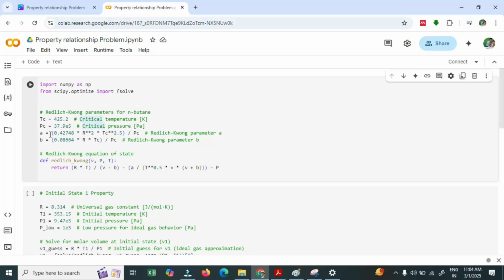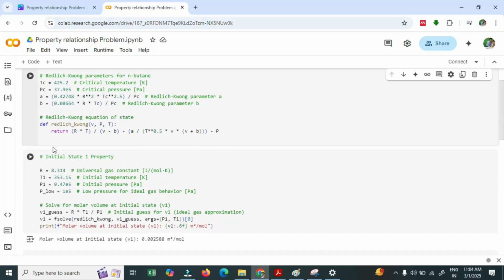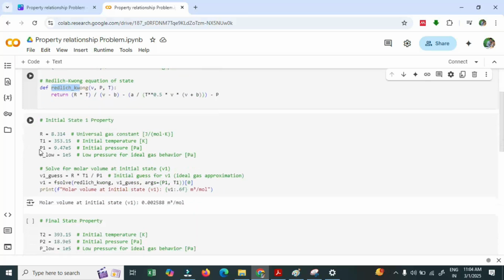So I executed the first line. Then my state 1 condition is 353.15 Kelvin and P1, as per the problem, 9.47 bar. I'm just converting into Pascal, and for low pressure I'm assuming this is 1 bar. Okay, and I have no need of that. I'm not going to use it here.